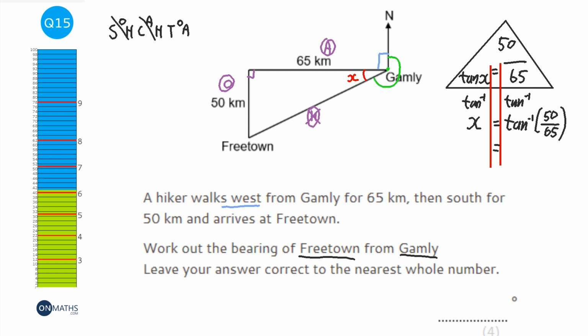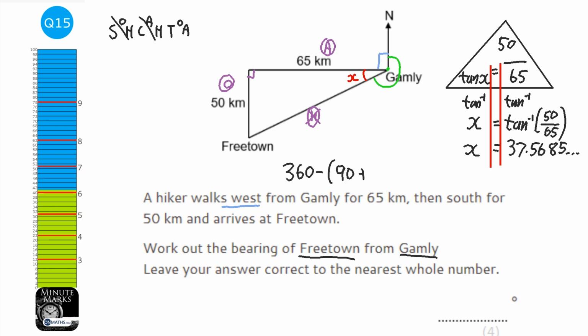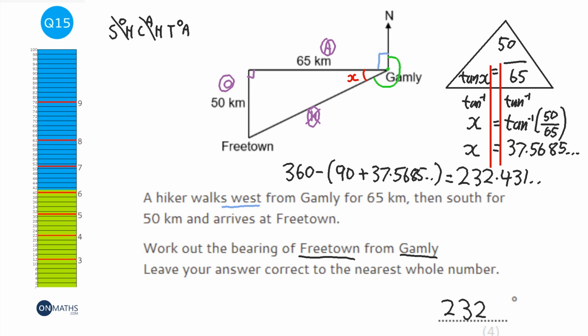I'm going to type that into my calculator, and it says x equals 37.568, and so on. Okay, so we're going to add that to the 90 degrees, and we're going to take it away from 360, so we'll write that down. So 360 take away the 90 plus 37.5685. So I'm going to type in 360 minus brackets 90 plus answer, close brackets. And it gives me the answer of 232.431, and so on. And I'm going to just write that down as it says to, in whole number, so it's going to be 232 degrees as my bearing.